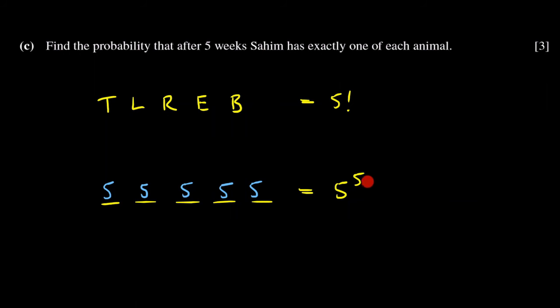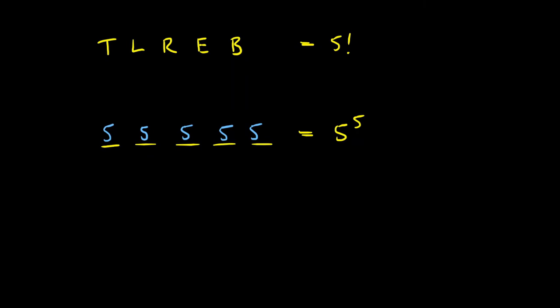So the total number of ways in which I could get the animals is given by this thing here. That's all possible outcomes. And this 5 factorial here represents the number of outcomes where I get one of each animal. So therefore, the probability that we're interested in is 5 factorial divided by 5 to the power of 5. And if I key that into a calculator, 5 factorial divided by 5 to the power of 5, then what I get is 24 over 625, which I believe is the answer.